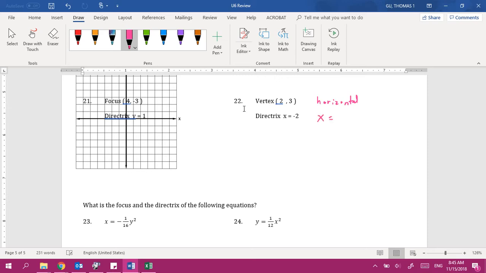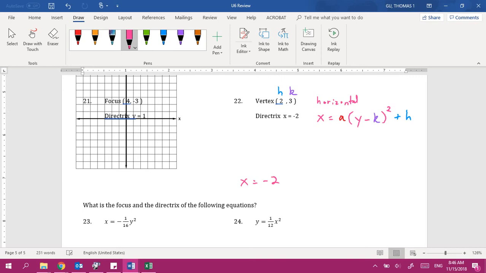X equals a times (y minus k) squared plus h. So we're looking for an equation like that. We need to find a, k, and h. So we already know h and k, right? What's the vertex? 2, 3. Right, so what is h? 2. And what is k? 3. Right. Okay, the directrix, it says, is x equals -2.